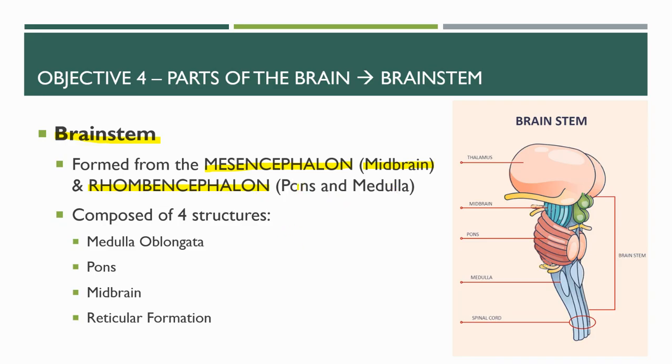The pons and the cerebellum came from the metencephalon, and then the medulla came from the myelencephalon. And so the brainstem, it really has three main parts: the pons, the midbrain, and the medulla. Then it also has the reticular formation, which kind of runs through all of it.